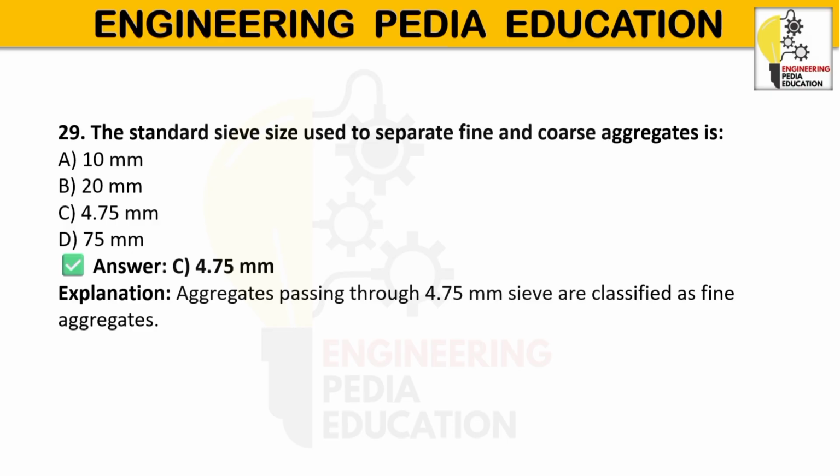In sieve analysis, we use different sieve numbers. The sieve arrangement is 4.75 mm, 2.36 mm, 1.18 mm, 600 microns, 300 microns, 150 microns, then the pan. Sieves are arranged in descending order.